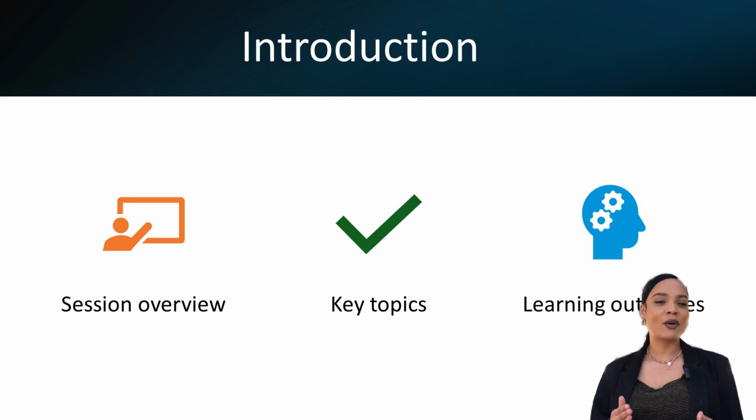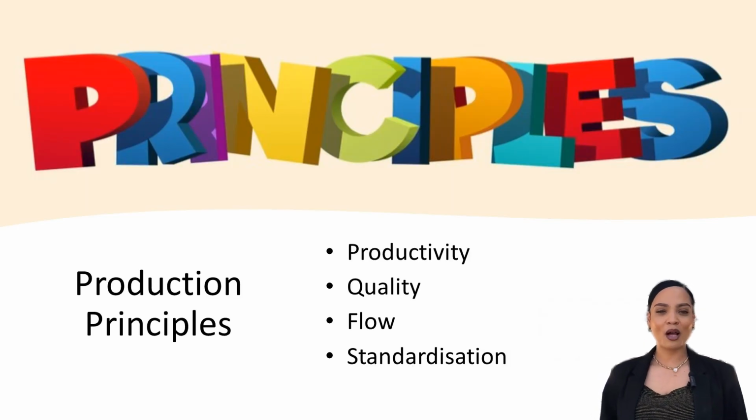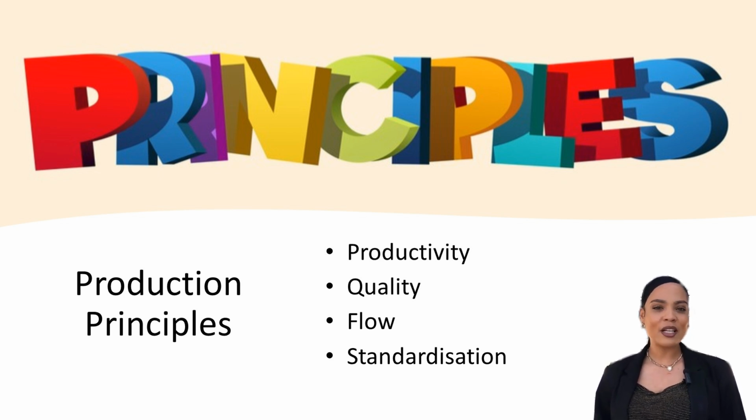Let's begin by looking at the core principles that shape any production environment. Production principles are the rules, ideas, and practices that guide how work is organized and executed on the production floor. These principles help ensure that processes run smoothly, consistently, and cost-effectively. Let's start with the principle of productivity.